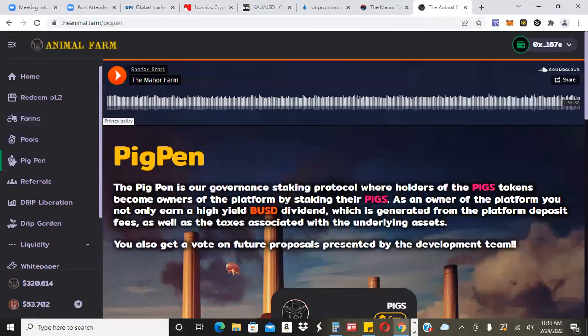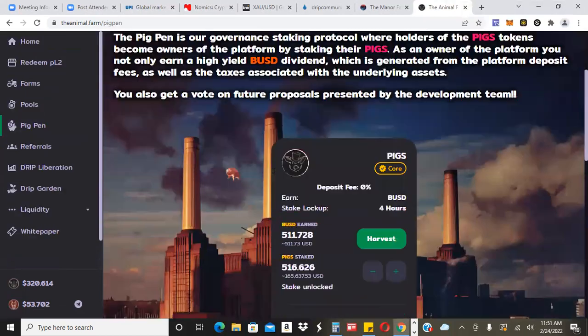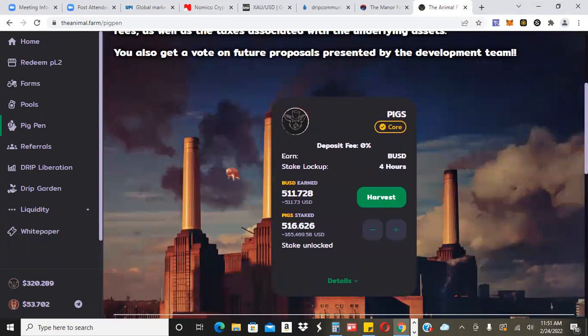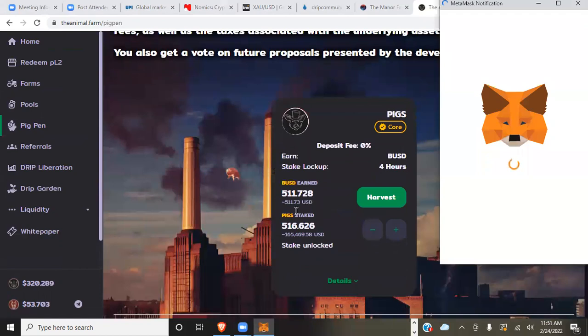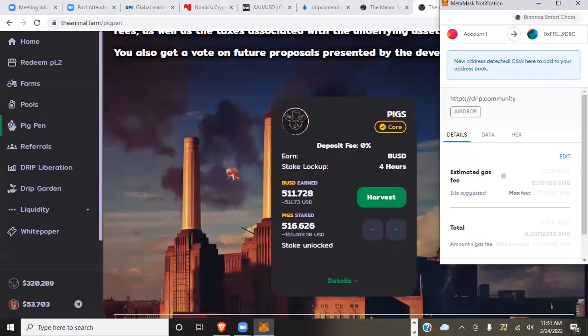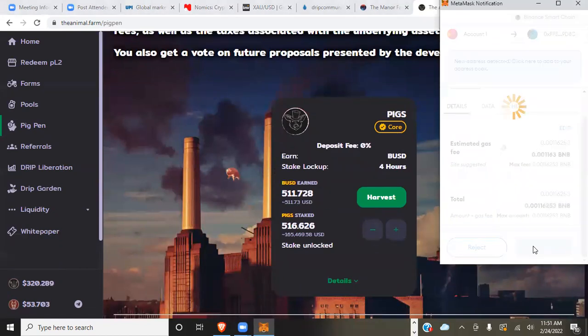Here's what the pig pen looks like right now. With the price of pigs sitting at $320, we got 516 pigs here, at about $500 and change in BUSD. And this is just doing what it's supposed to be doing. We get ready for the piggy bank contract.